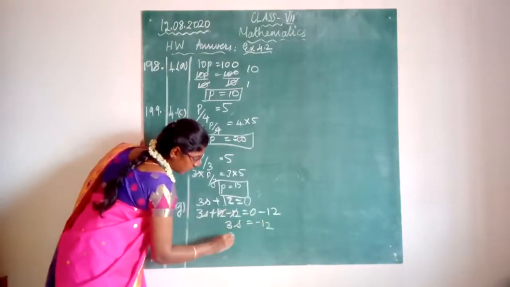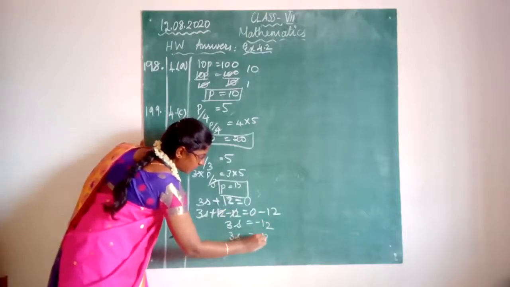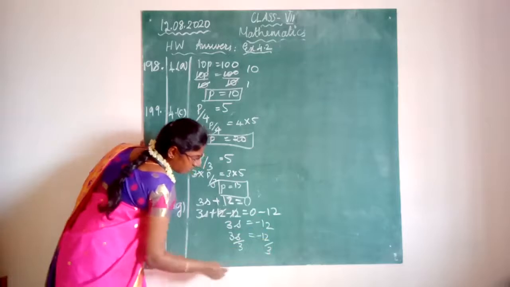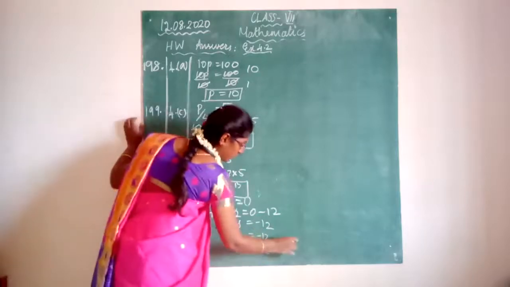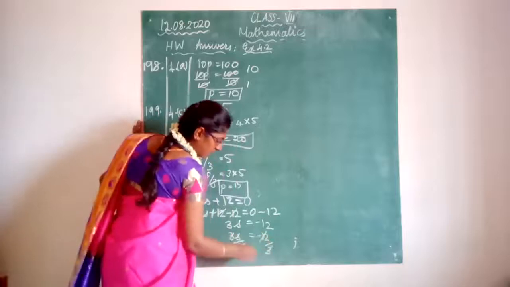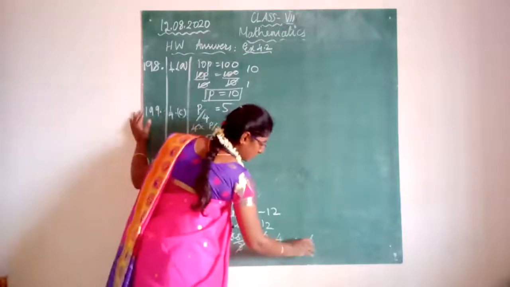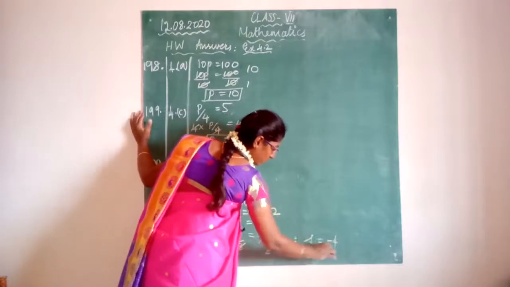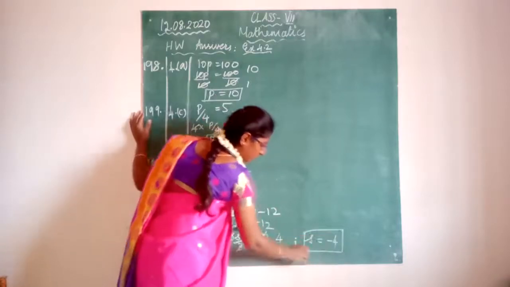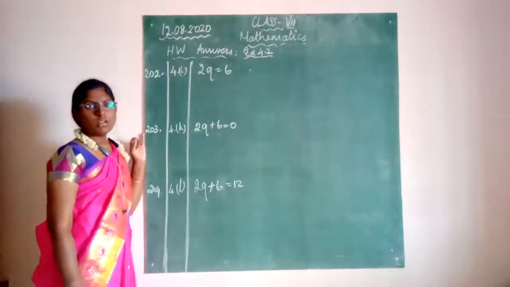Okay. Then you will have 3s divided by 3 equal to minus 12 divided by 3. Okay. Then you will have, look here, 3 and 3 will get cancelled. 3 and 12 will get cancelled because 3 4s are 12. So this side only s will be remaining and that side minus 4. So s is equal to minus 4 is the solution for the given equation. Clear? Look at the next question.